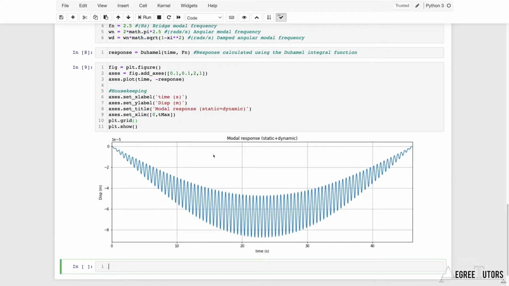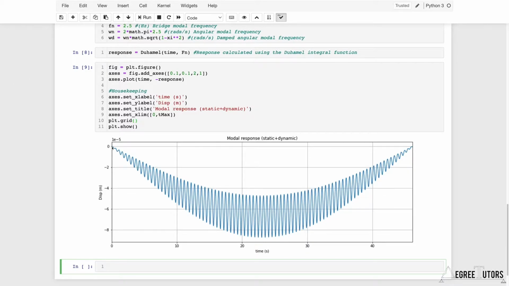Okay, excellent. So there is the response of our bridge as the person walks across it as a function of time. So what are you actually looking at here? You're looking at the response. Now remember, the horizontal axis here is time. It's not distance. It's not position along the bridge. So what you're actually looking at is the vertical oscillation at the center of the bridge as the person moves across the bridge, as a function of time.